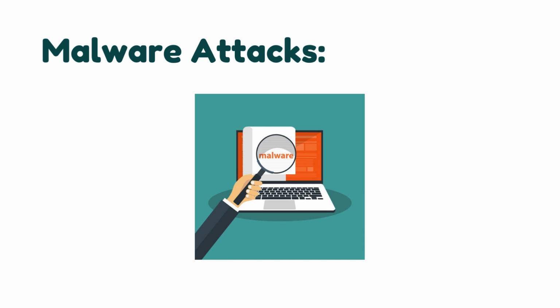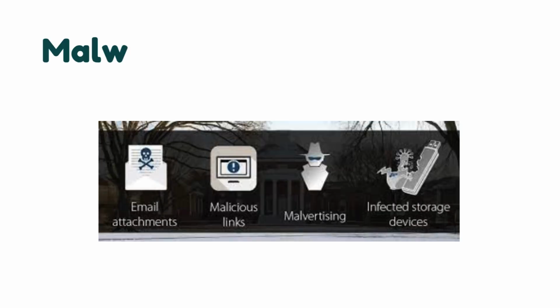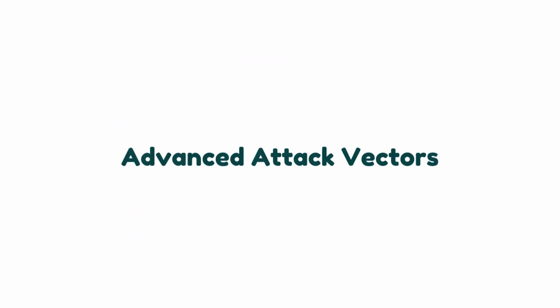2. Malware attacks. Malware, short for malicious software, is another common attack vector used to compromise systems and steal sensitive information. Malware can be distributed through infected downloads, email attachments, or malicious links.